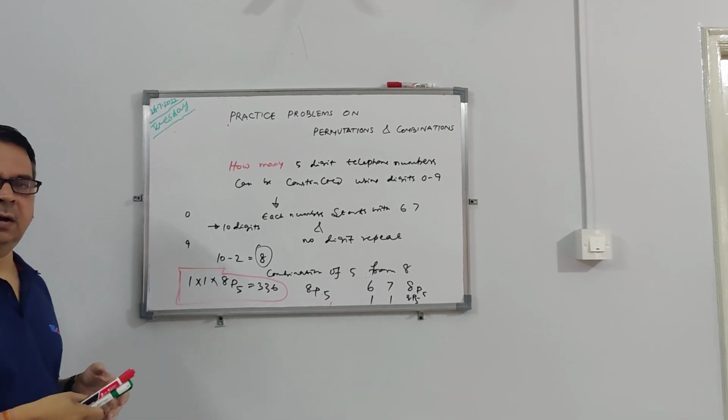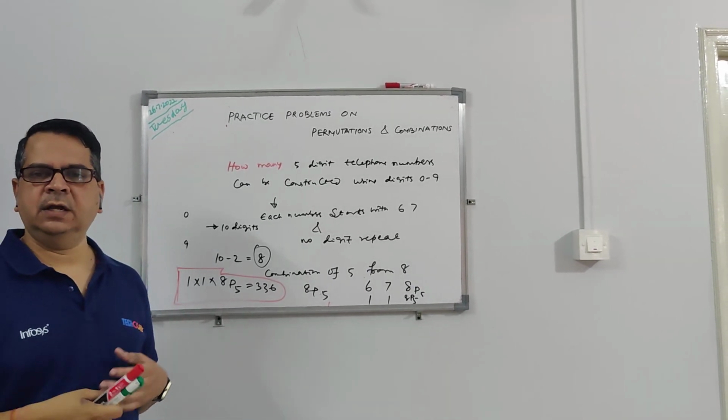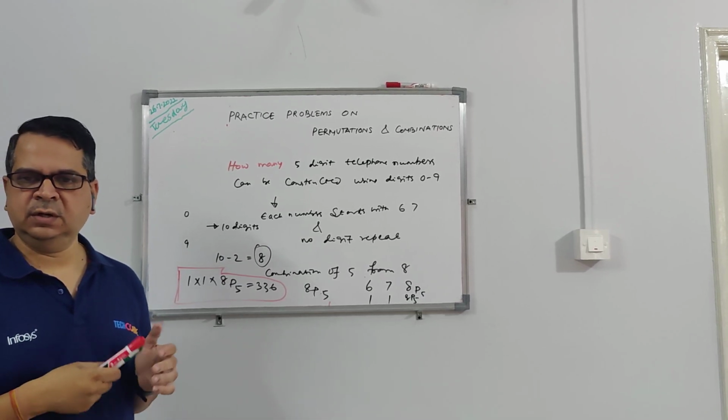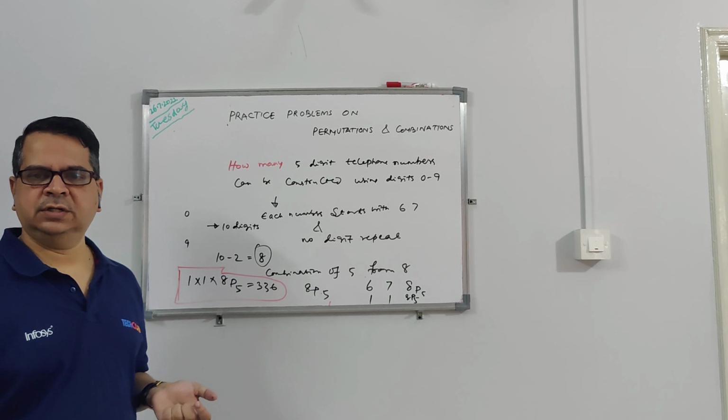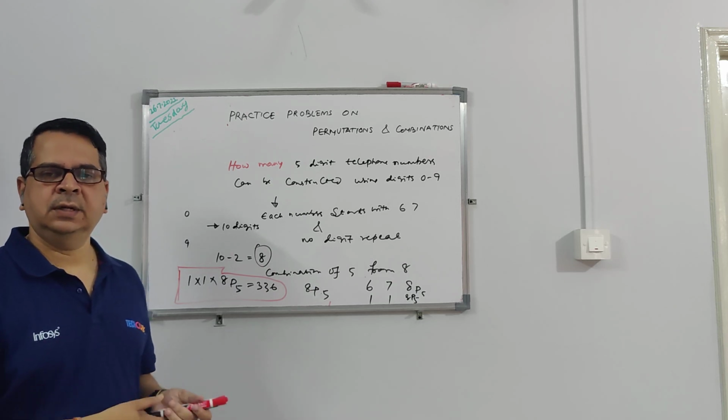Now we have covered almost all different types of numericals related to permutation and combination. You can extrapolate these principles and this understanding to more numericals.